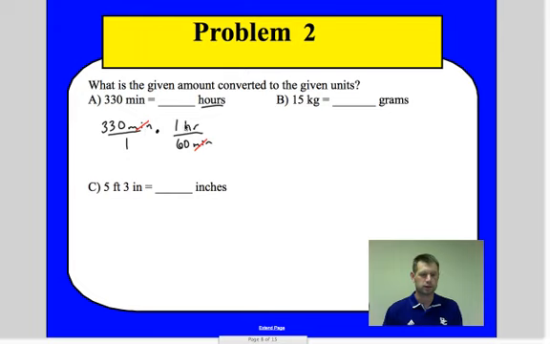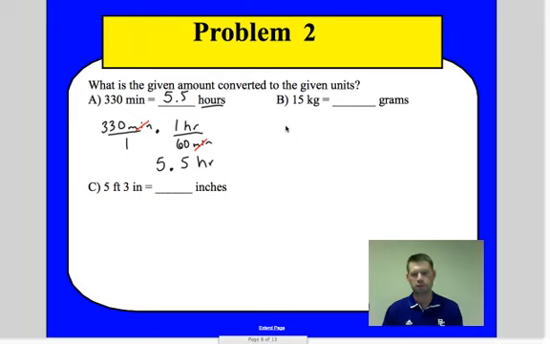And then we're going to take 330 times 1 and then divide it by 60. We can simplify that as we go, or take 330 divided by 60. What that comes out to be is 5.5. Our last unit here is hours, so we know we have 5.5 hours for every 330 minutes there.